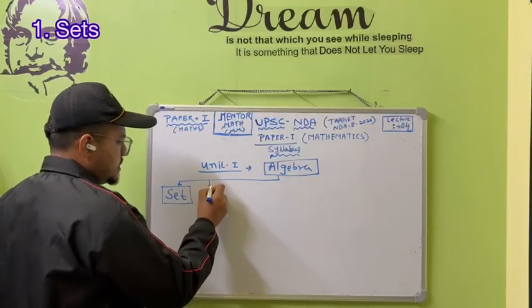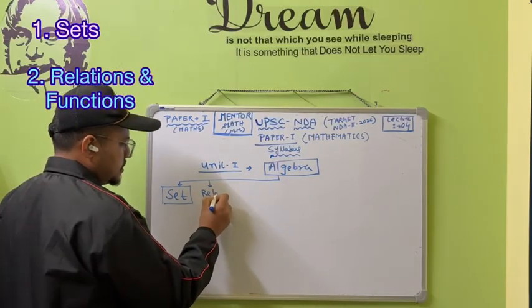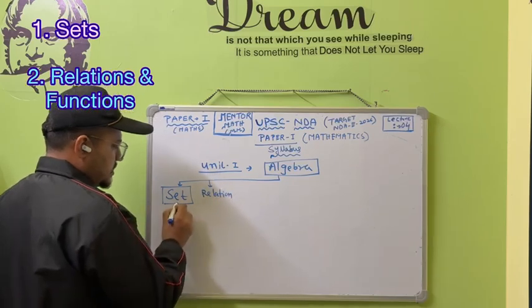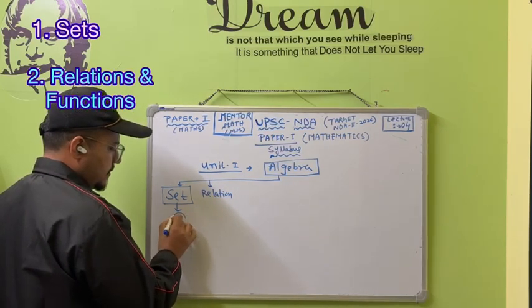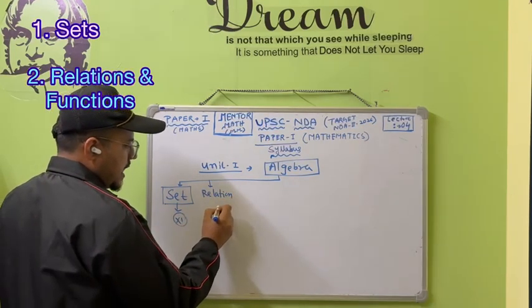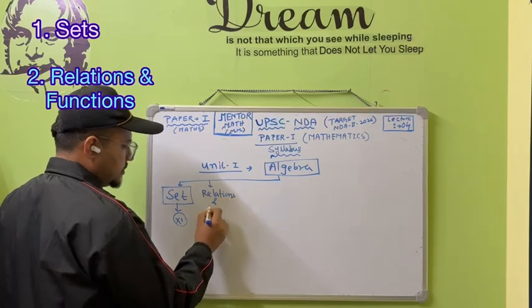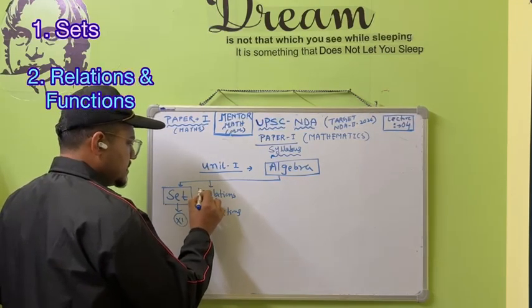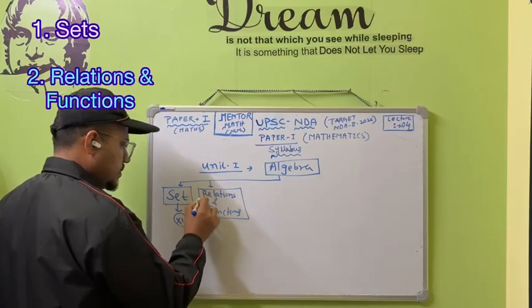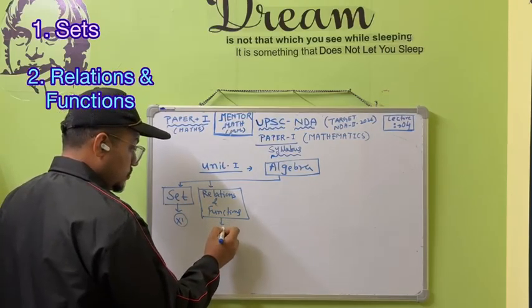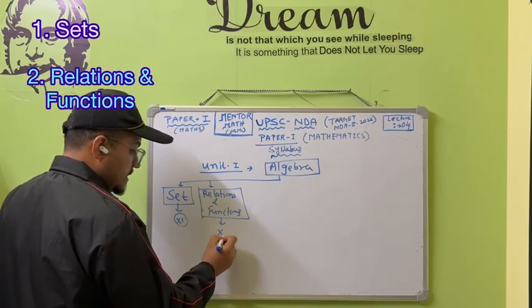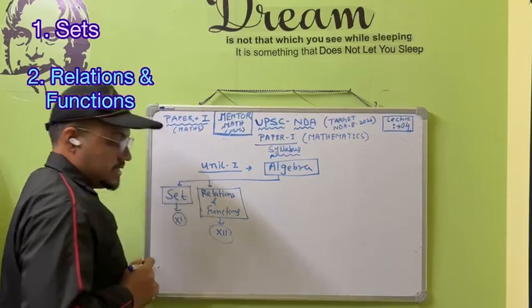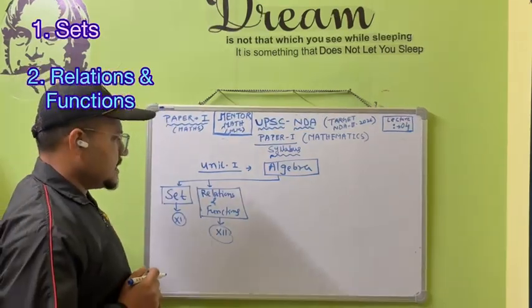Second is your relations and functions. These chapters are from your class 11, and you can see them in your class 12 also. Both class 11 and 12 have these chapters, relations and functions.